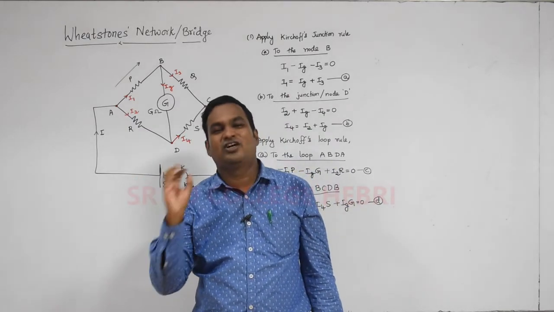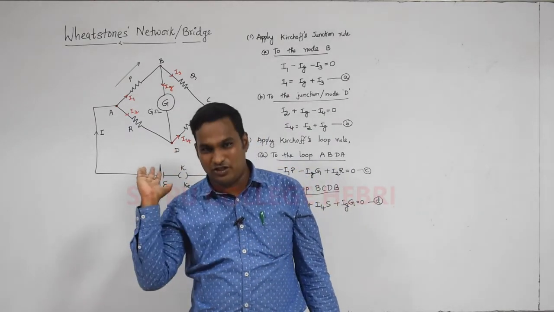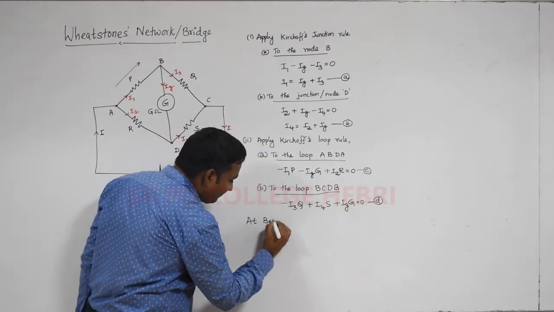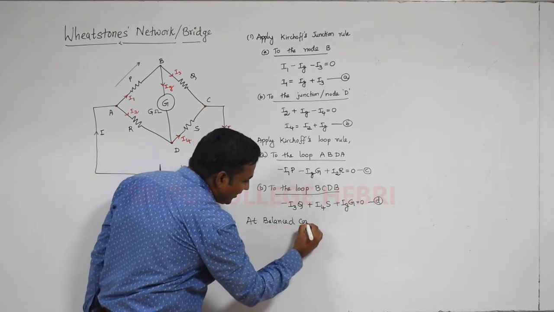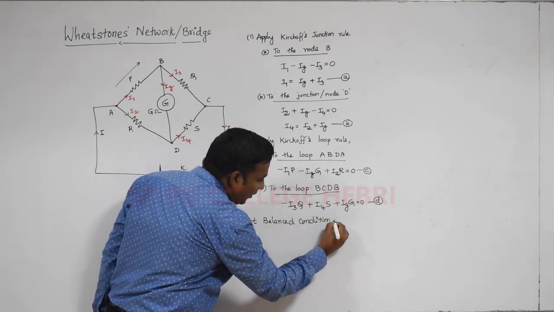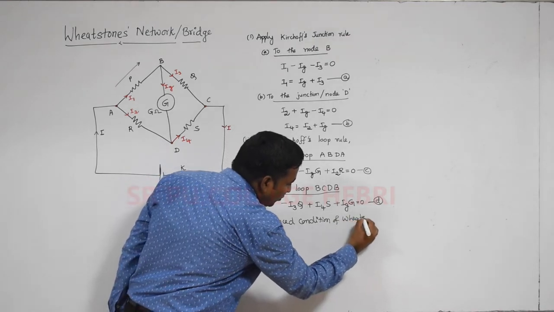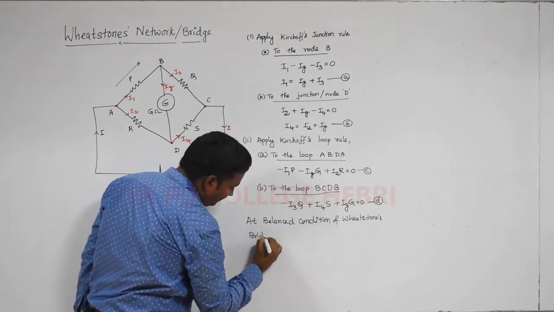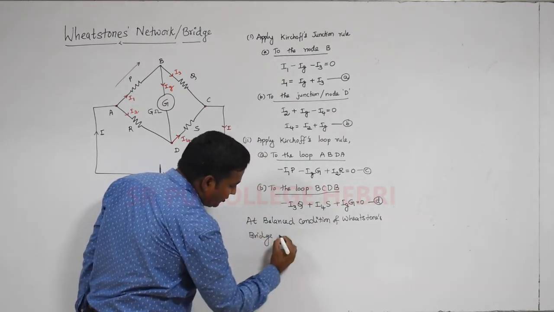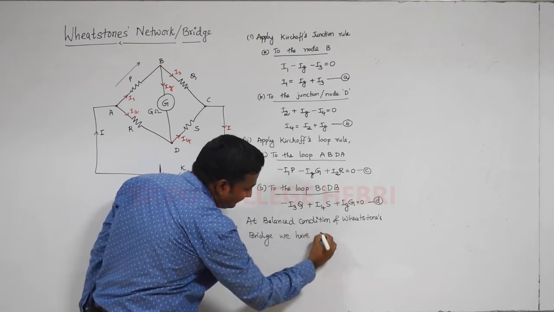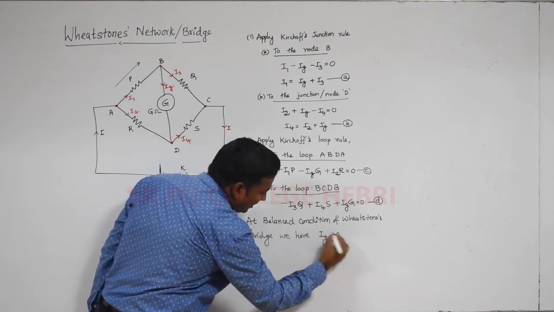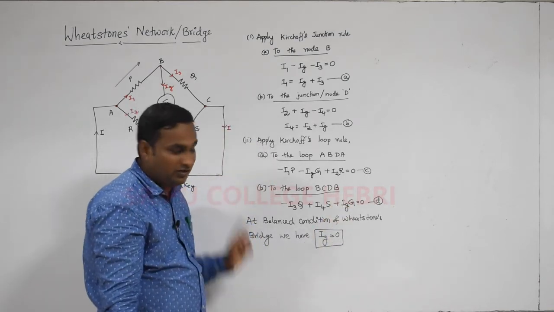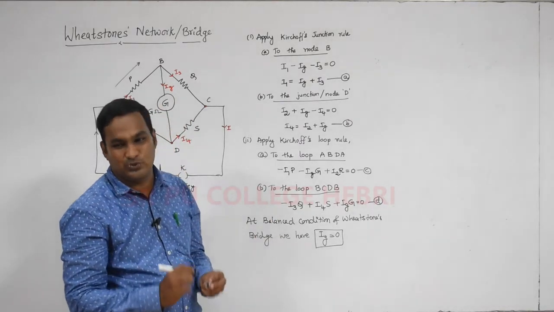It is a condition called the balanced condition of the Wheatstone bridge. By using this, we can say that at the balanced condition of the Wheatstone bridge, we have Ig, that means the current flowing through the galvanometer, equal to 0.